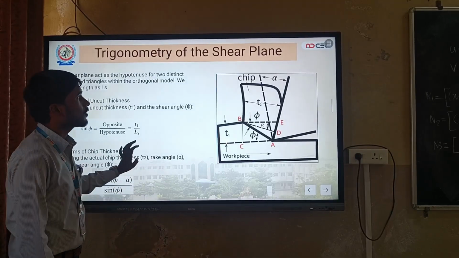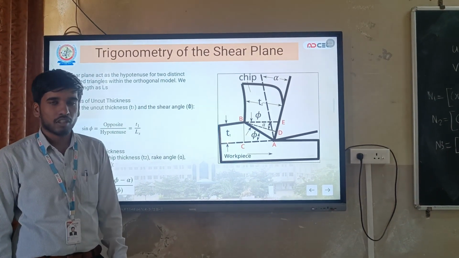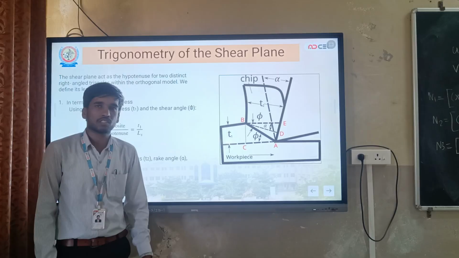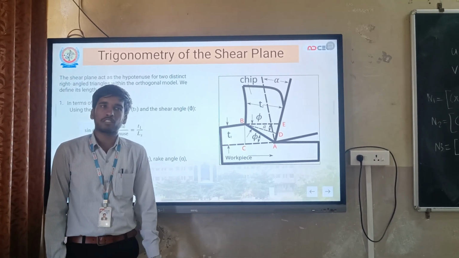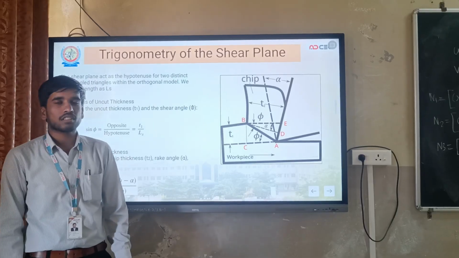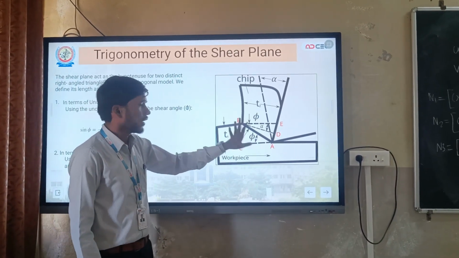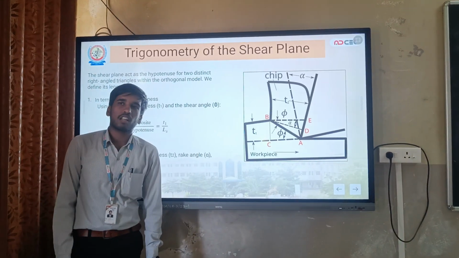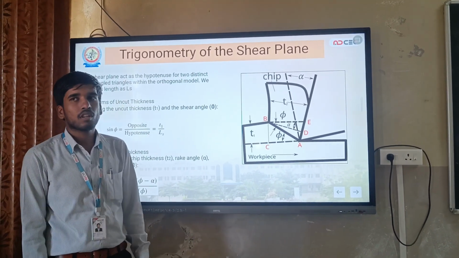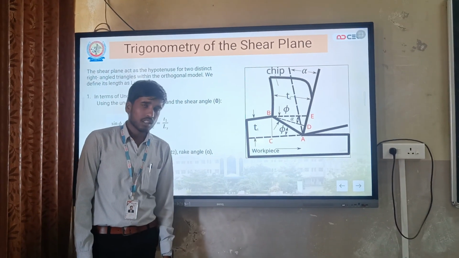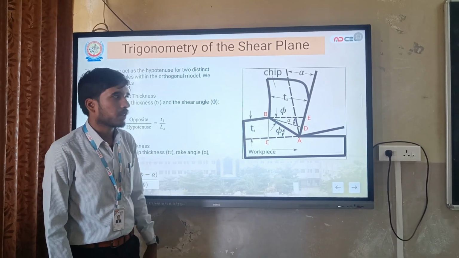Now let's derive the shear angle, that is phi. For deriving the shear angle, we need to make certain assumptions. First, the tool is perfectly sharp and it contacts the chip on its face, the rake face. Second, the maximum deformation takes place along the length AB. Third, no side flow is produced in this process. Fourth, only continuous chips are produced, without built-up edge.